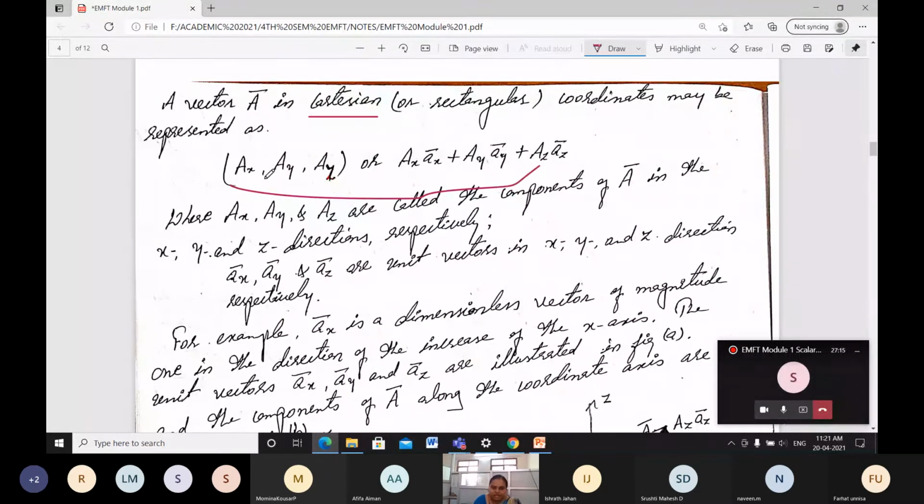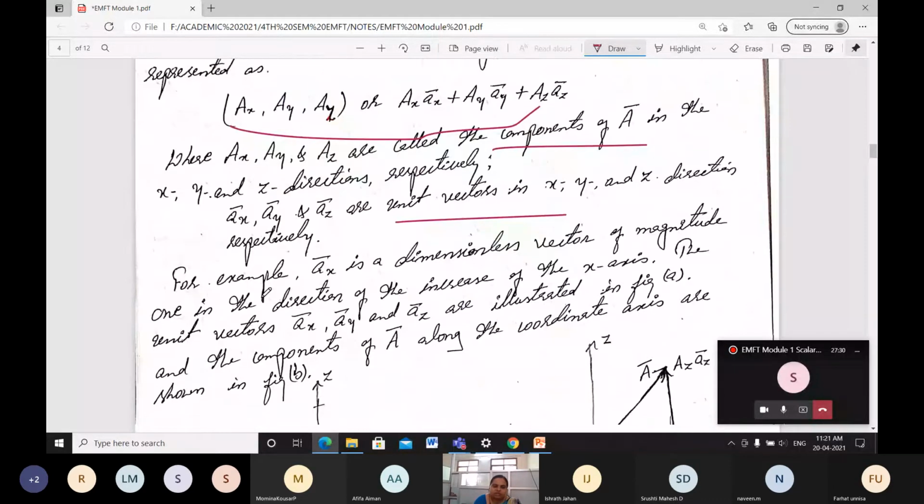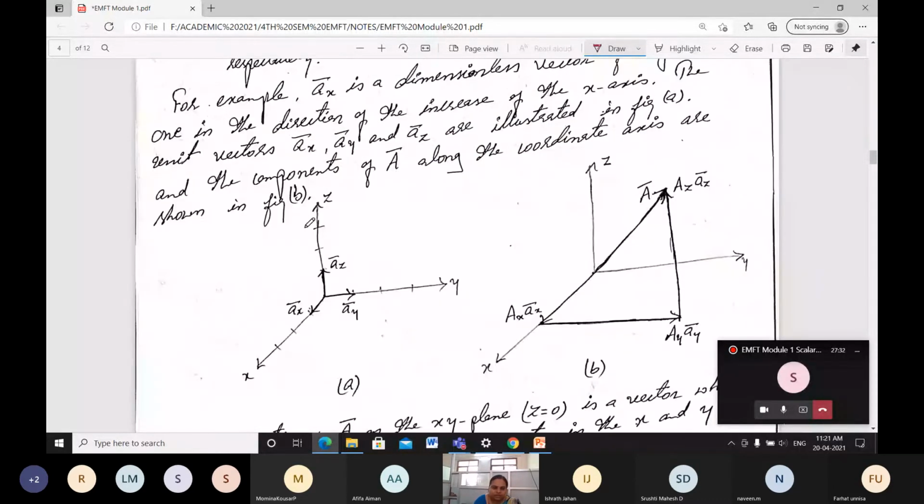Here Ax, Ay and Az are called the components of A bar in the x, y and z directions. Then ax, ay, az are unit vectors in the x, y and z directions respectively. Here an example is given of how the unit vectors vary in the x direction, y direction and also in the z direction.